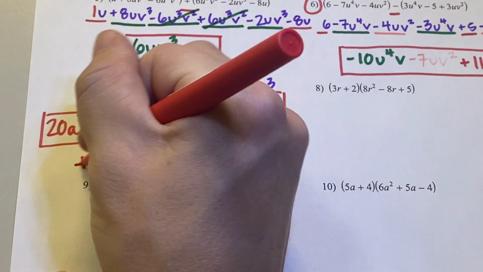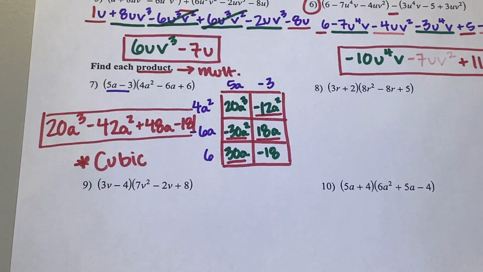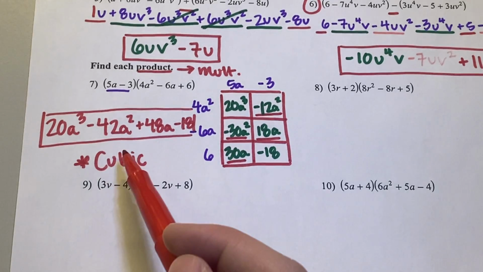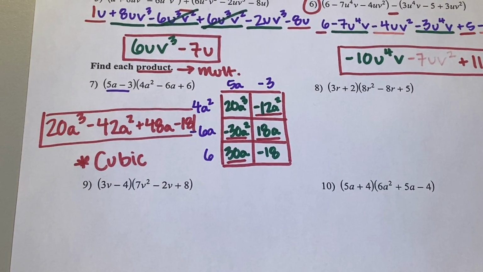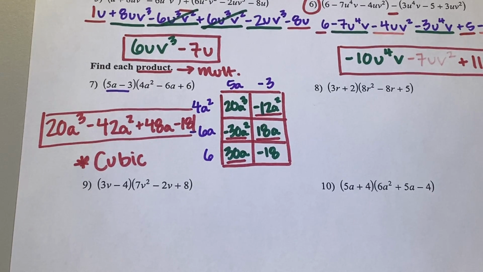This function is what we call a cubic function, because its highest power is 3. If the highest power was 2, like last year, that's where we call them quadratics. This guy is a cubic. It's a weird name. Weird word. Cubic. All right, let's try that again.